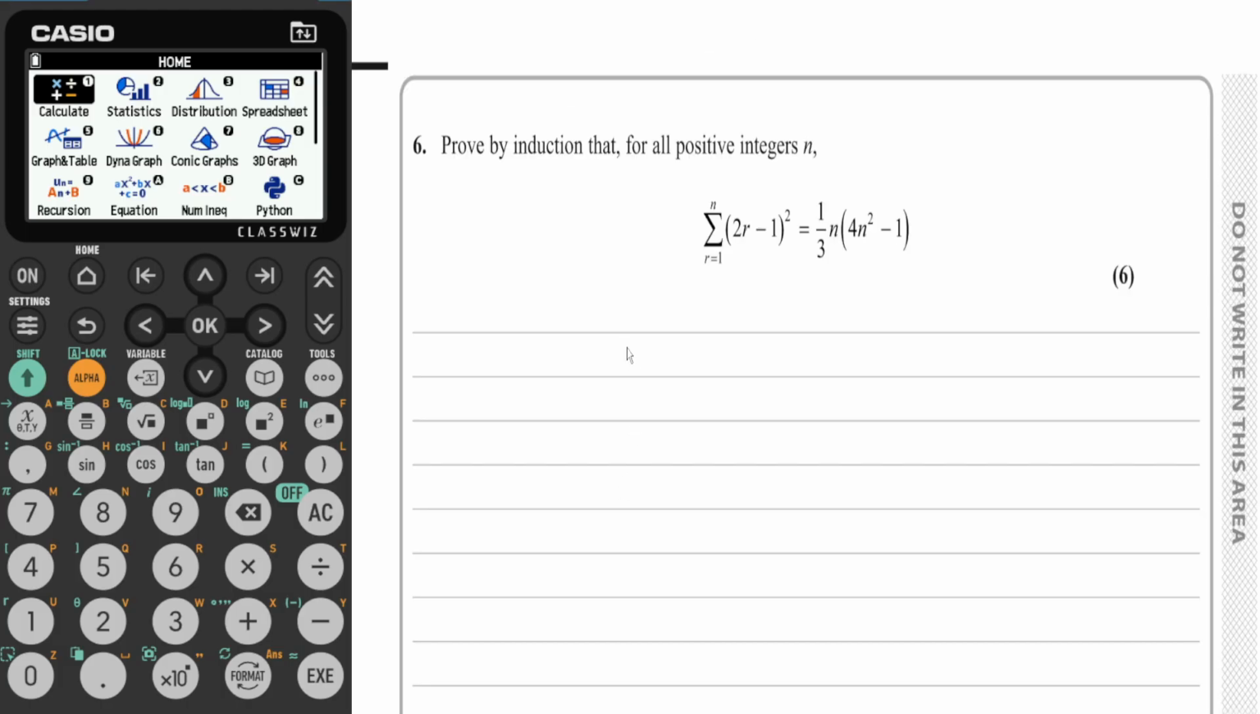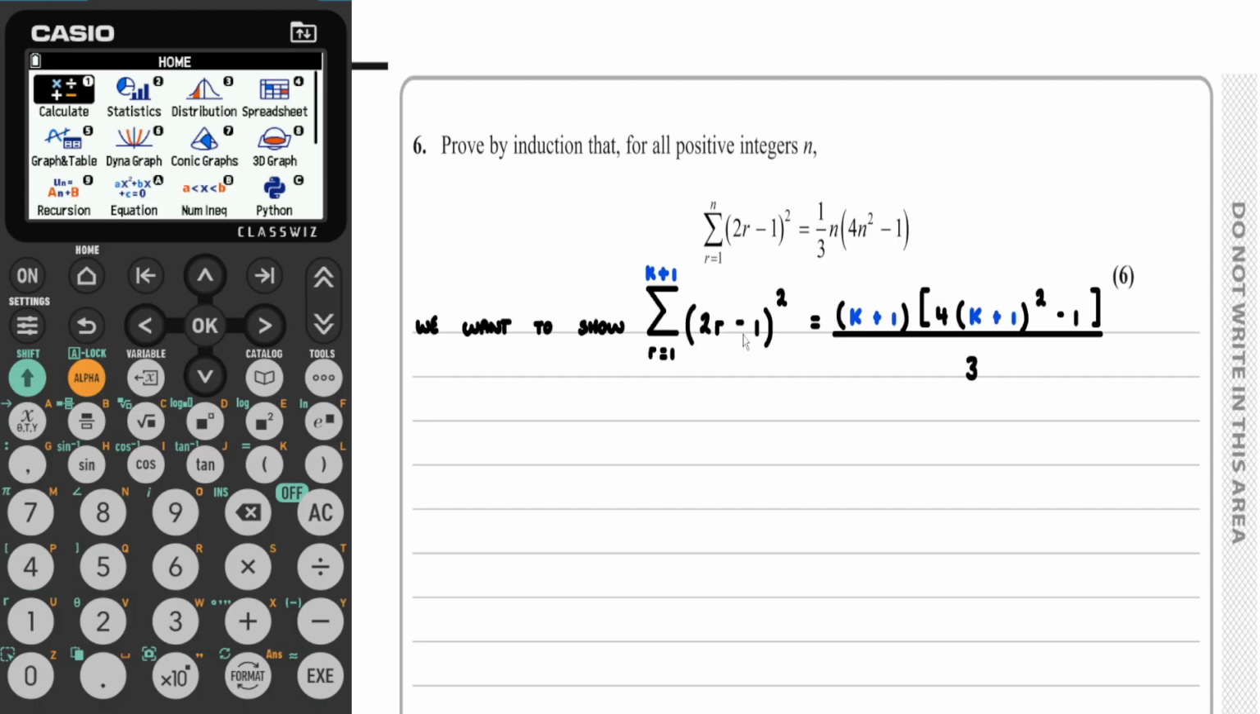Question number 6. Prove by induction that for all positive integers n, the sum of (2r subtract 1) squared from r equals 1 to r equals n is equal to a third n times (4n squared subtract 1). It's always useful to write down what we want to show. We want to show that the sum of (2r subtract 1) squared from r equals 1 to r equals k plus 1 is equal to (k plus 1) times (4 times (k plus 1) squared subtract 1) all over 3. We replace the n with k plus 1.